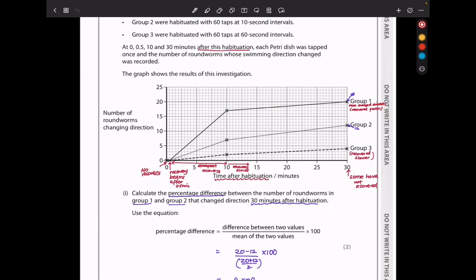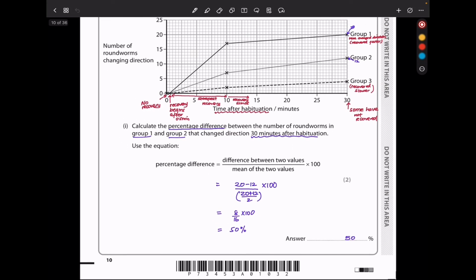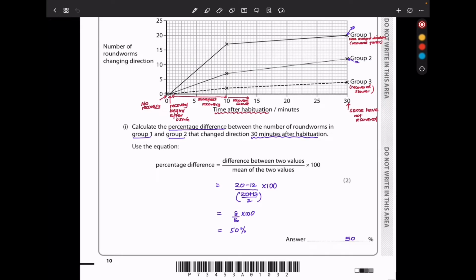And by the time we reach about 30 minutes, we see they are still going through recovery, meaning some of the organisms have not recovered because there is a continuation, it has not levelled off. So they say calculate the percentage difference between the number of roundworms in group 1 and group 2 that change direction 30 minutes after habituation.